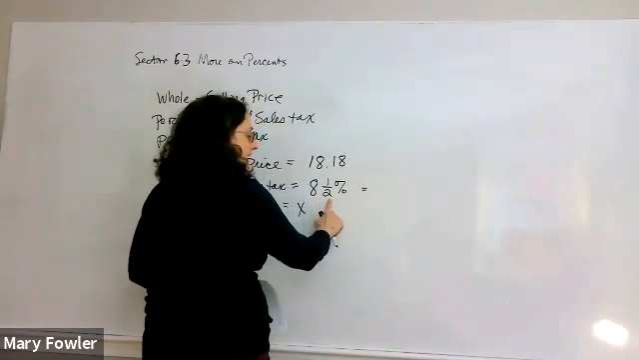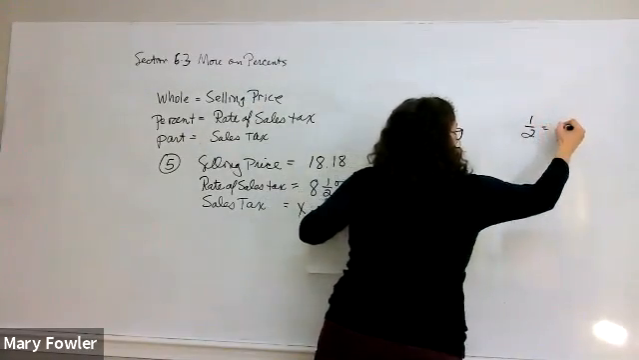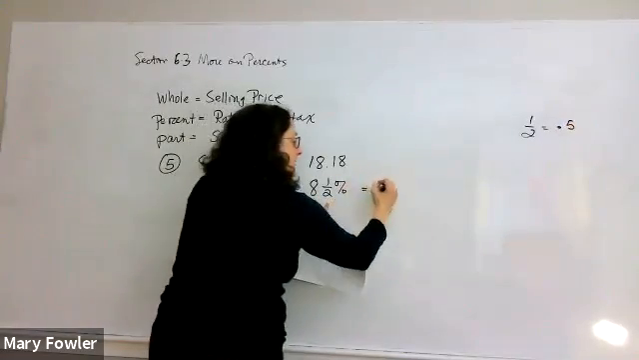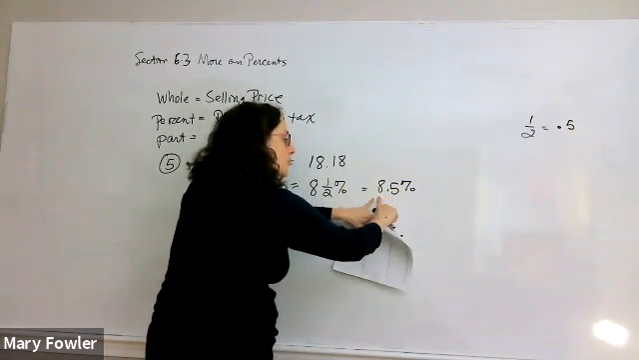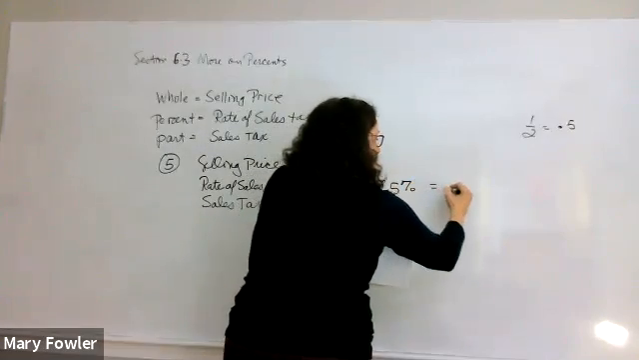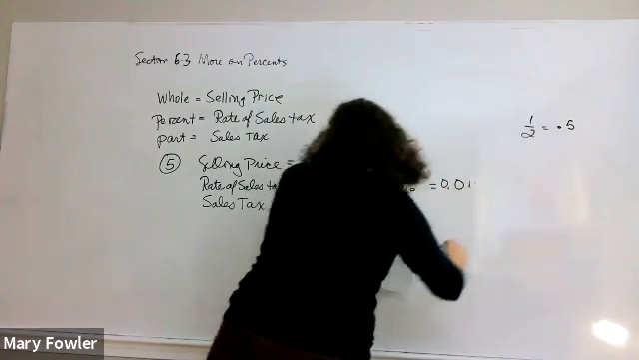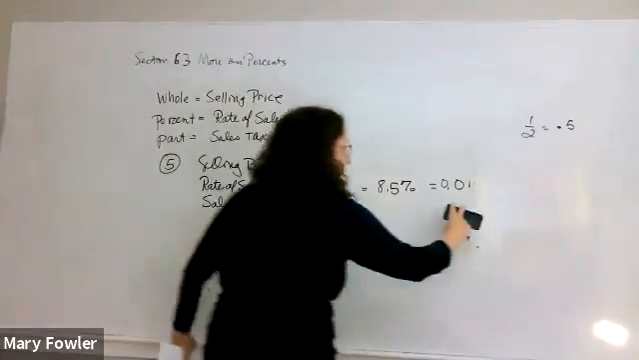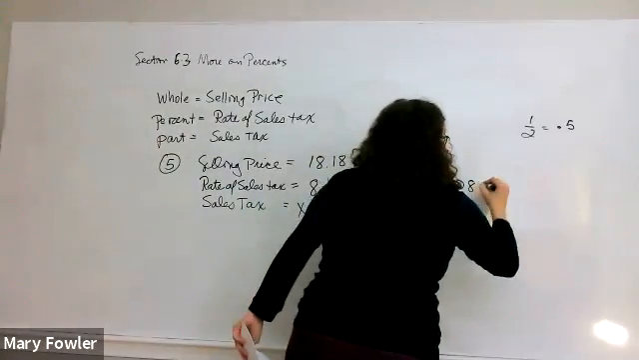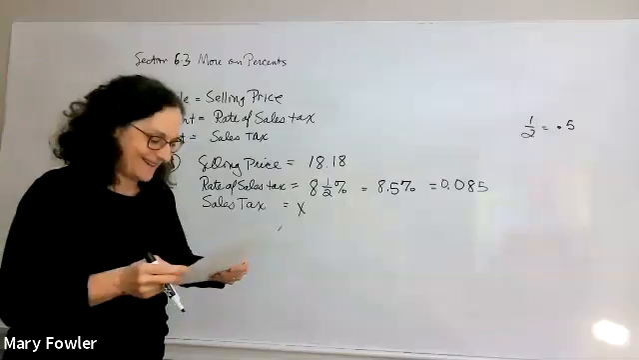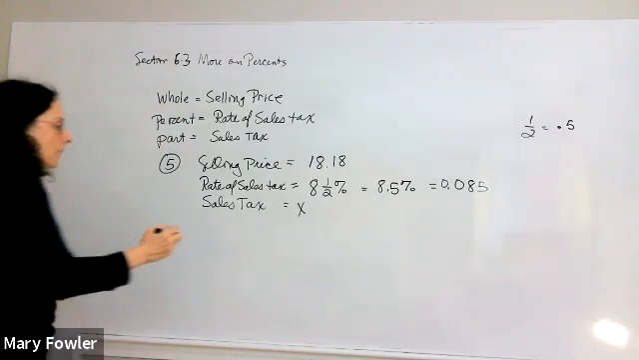So first, let's just look at the 8.5. We know that 1/2 is equal to 0.5. So 8.5% is 8.5%. And now I'm going to move my decimal place twice to the left to convert it from a percent to a decimal. So 0.085. Awesome.